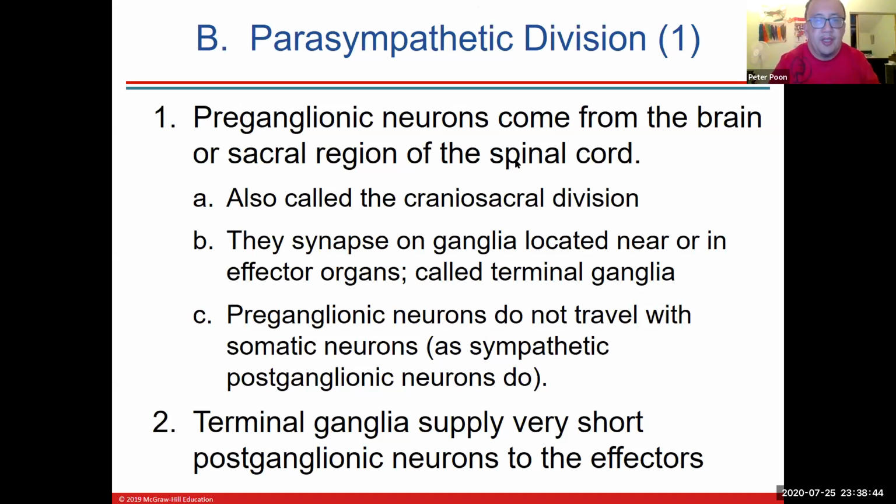So what happens is they have a very long preganglionic neuron and a very short postganglionic neuron. So I can tinker with each individual system however I want because I have time. Like this is the sitting down on a Tuesday night with a cup of wine type of deal.